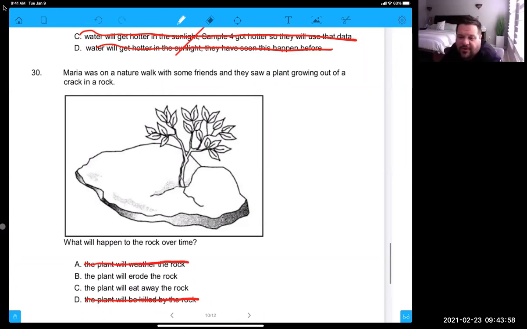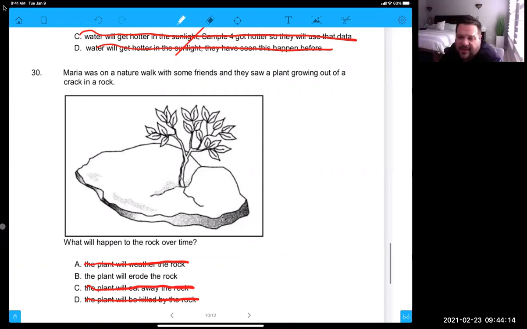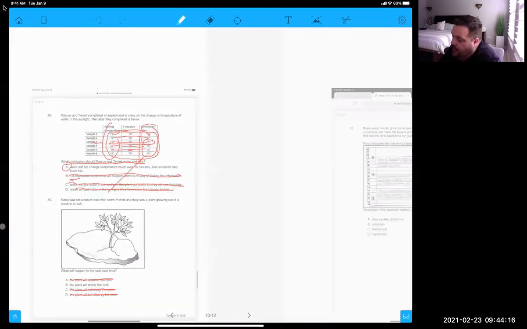Isn't it erode and weathering? Wears it away, and the plant will eat away at the rock. It's not going to be less rock. I would think it's B, because you're still going to have the same amount of rock. It's just going to split it. So it's got to be, it will erode the rock. Yeah, because it would make it crack, and then I guess it would move away. All right.